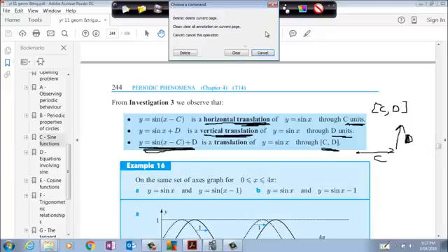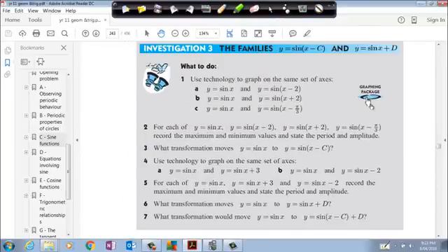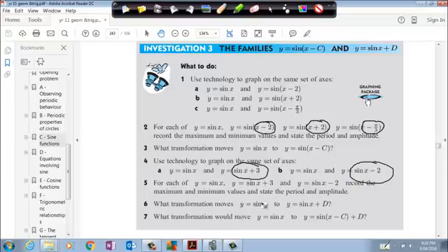Right, so if you had tried some of those questions in the investigation, you would see that for this one here, state the max and minimum values and period. The key thing is looking at this one here. This is moving it to the right by 2, that's moving it to the left by 2, and that moves it to the right by pi on 3. If we look at this one here, that moves it up by 3, that moves it down by 2, and they want you to come up with the general rule which we just looked at.